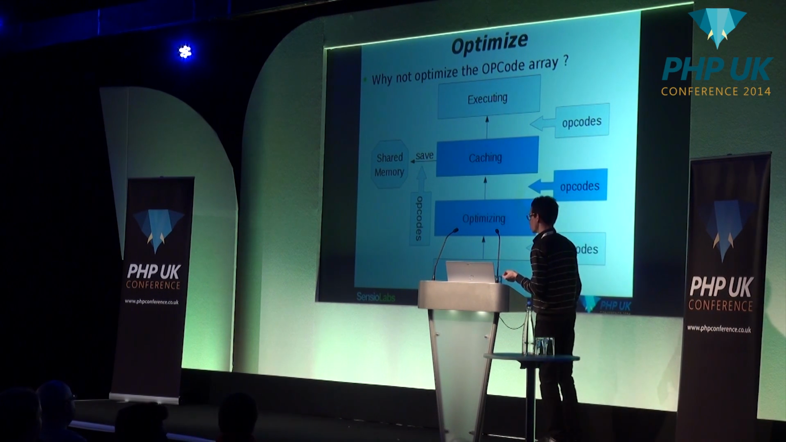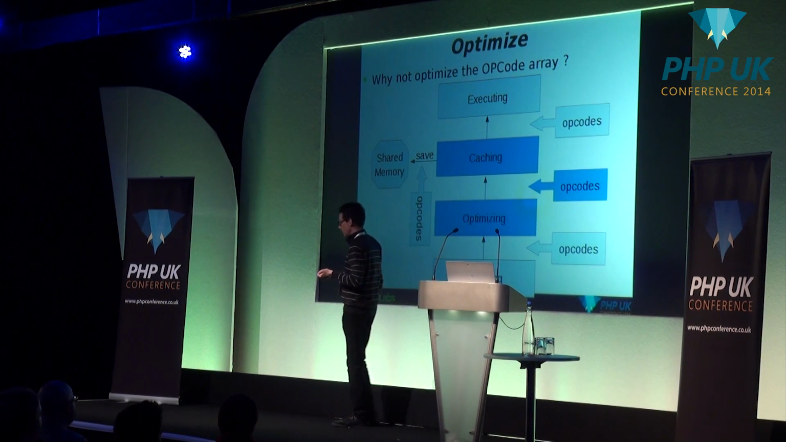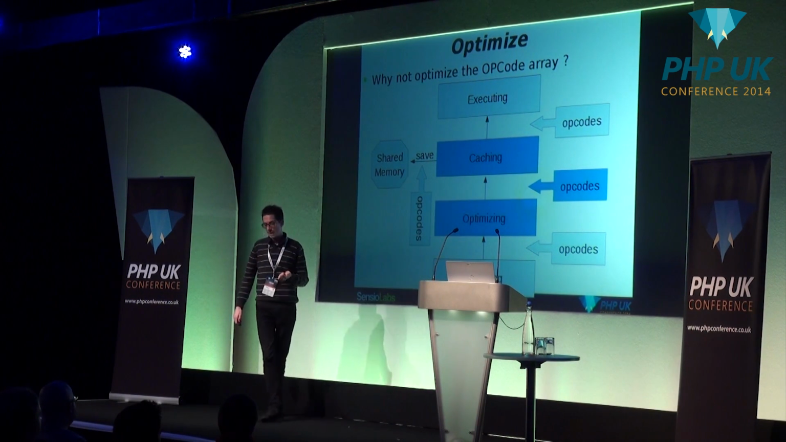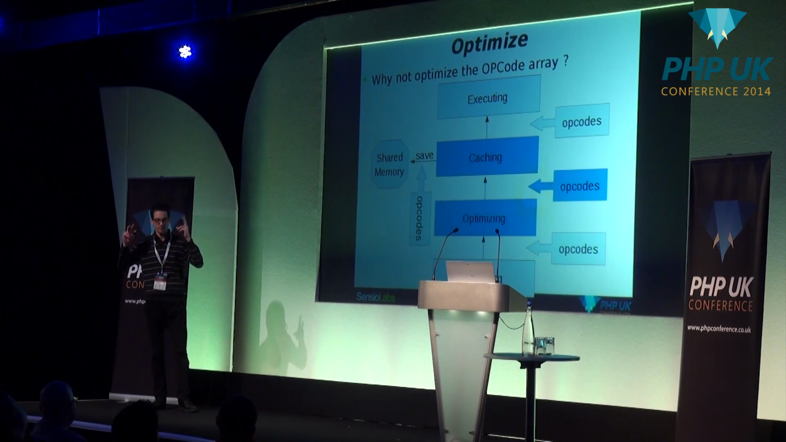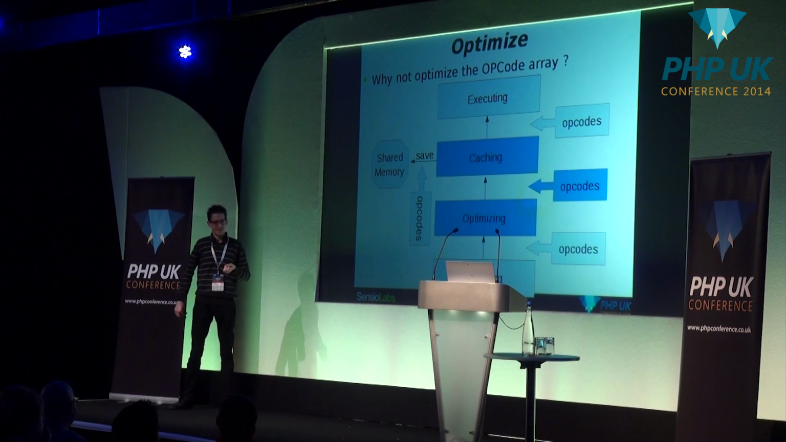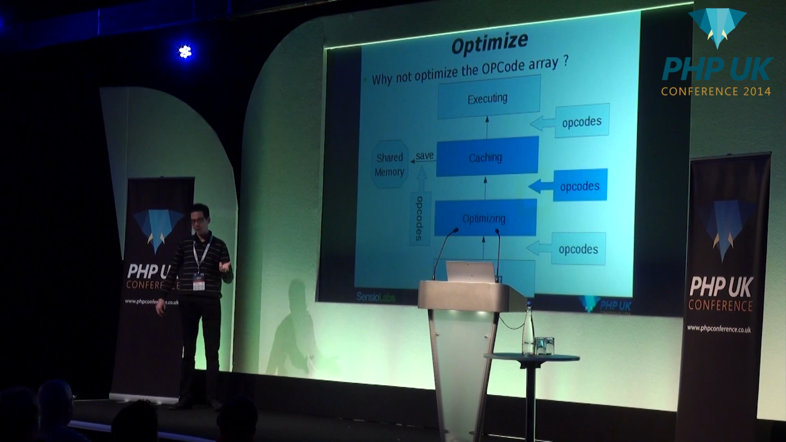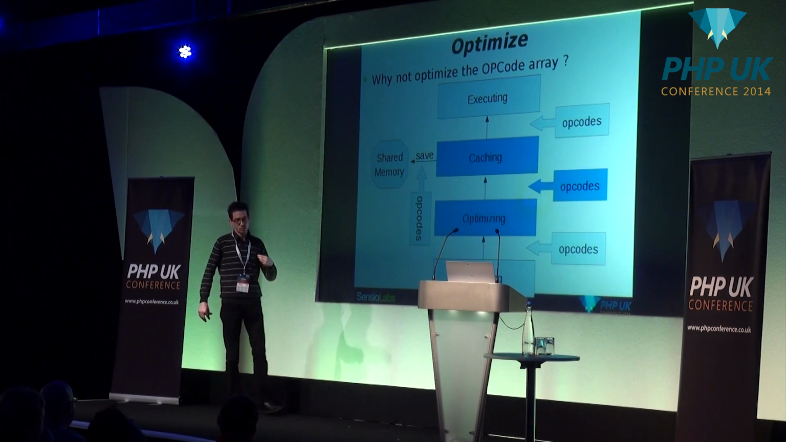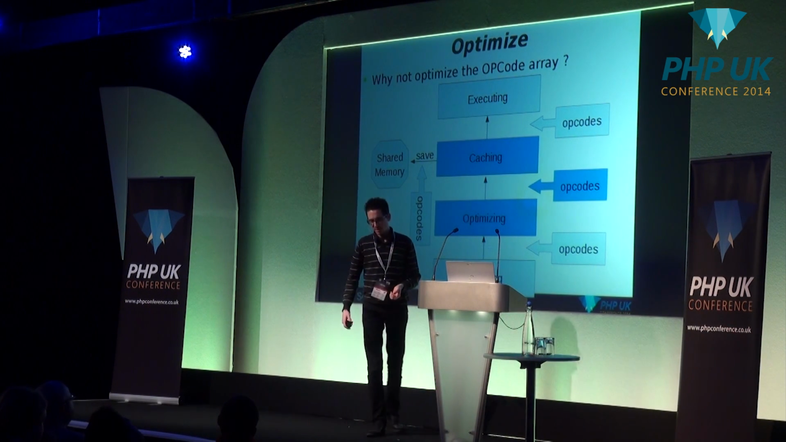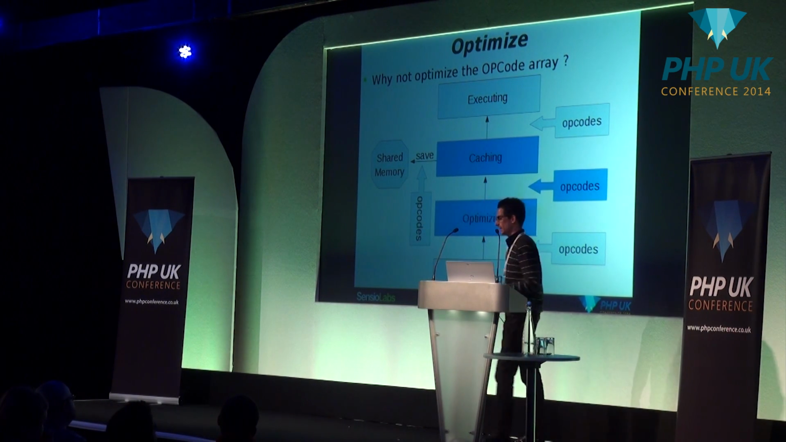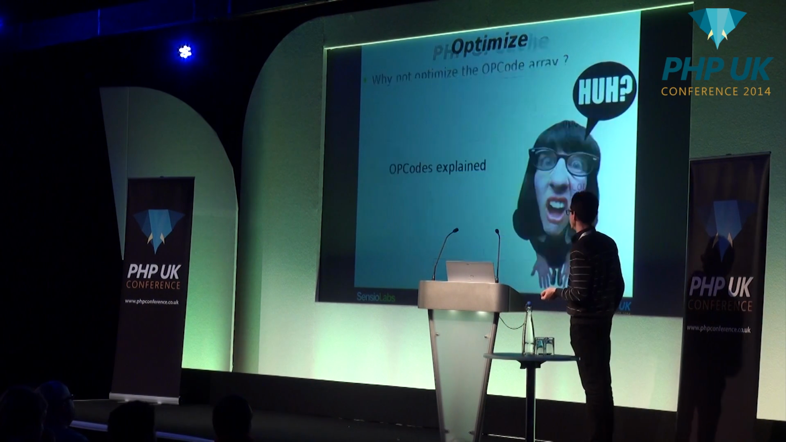So Opcache comes by default with an optimizer, and APC does not. Actually, APC is just an OPCode cache. Opcache is an OPCode cache together with an optimizer, and the optimizer does many nice things for your code. I will show you later.